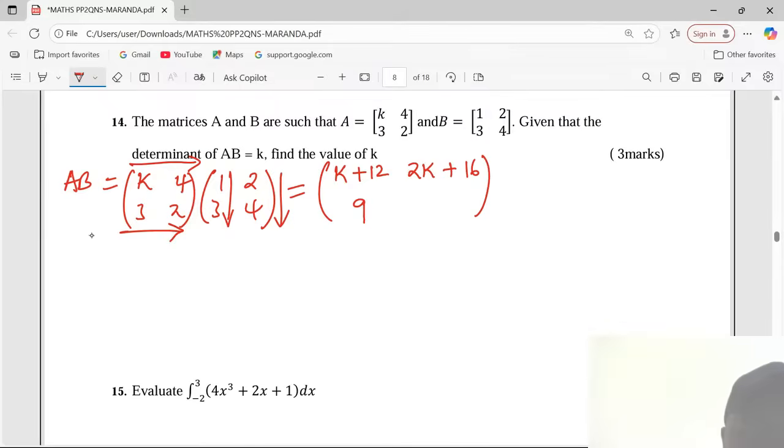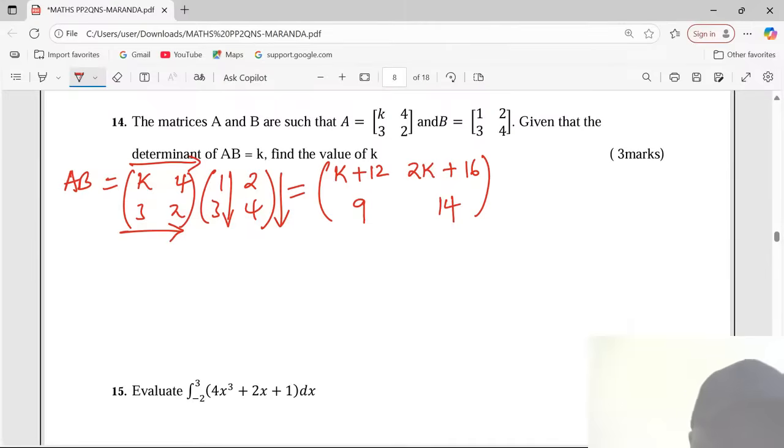Then the same row and the last column. 3 by 2 and 2 by 4. So 3 times 2 is 6. 2 by 4 is 8. 8 plus 6 is 14. So this is the product. This is the product of A and B.